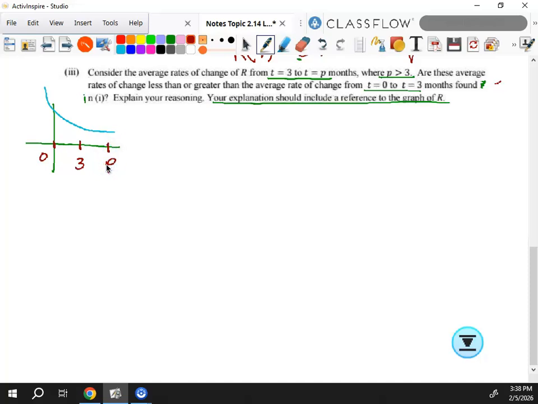That's all I know. It does say the average rate of change. Are these average rates of change less than or greater than the average rate of change from t equals 0 to t equals 3? So when I found this average rate of change from here to here, what happens if I do this? Is it greater than or less than?